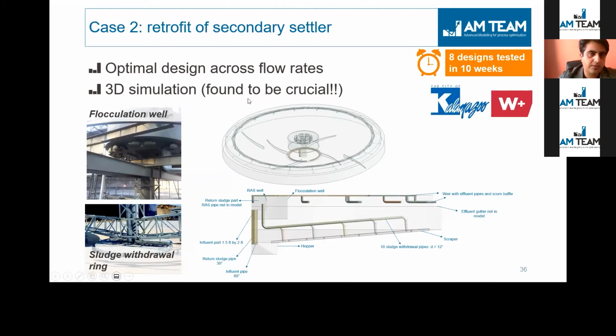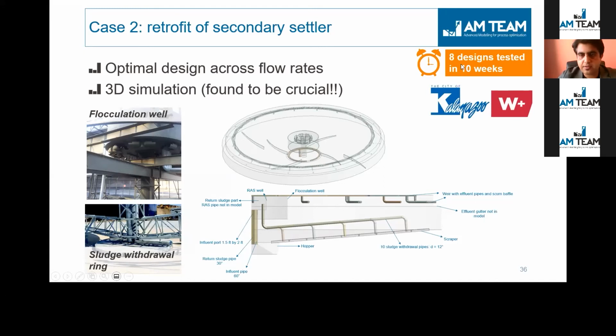The first thing which we found out in this simulation was that it's very important that we do a 3D simulation of the settlers, which is conventionally not the case, because conventionally the CFD modeling of the settlers is mostly in 2D, which gives you some indication. But if you are going to test some design features in the settler which are inherently 3D, 2D simulations cannot take that into account. So if you're going to check, for example, certain baffles, certain walls, certain withdrawal systems, you have to be sure that your system is adequately designed inside the CFD to take into account all these details.